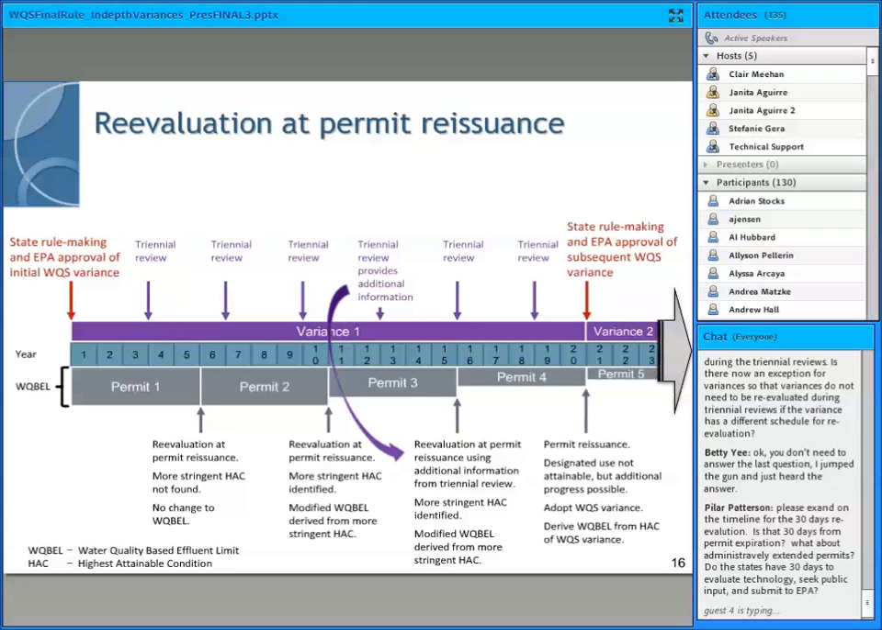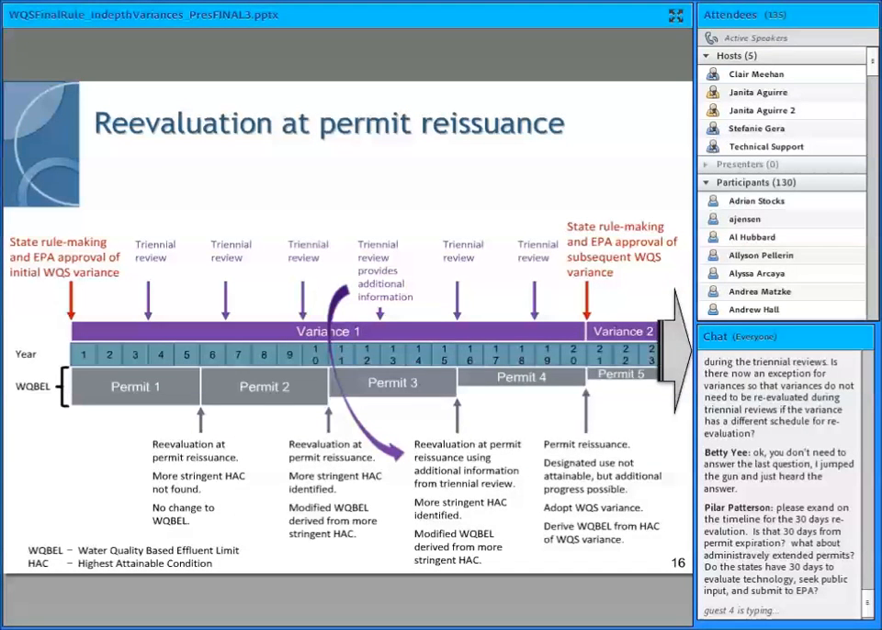Because the variance contains a provision saying that the applicable highest attainable condition is the highest attainable condition initially adopted or any more stringent highest attainable condition later identified during a reevaluation, the more stringent highest attainable condition automatically becomes the applicable highest attainable condition of the variance, eliminating the need to perform another water quality standards rulemaking to incorporate the new, more stringent highest attainable condition in the variance.